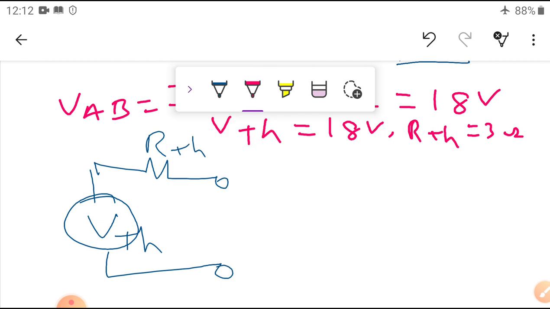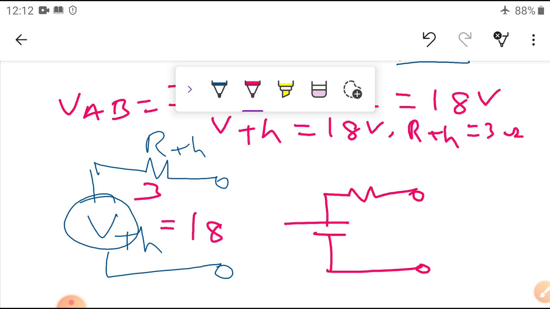This value is equal to how much? We have got it, 18 volts. This is equal to 3 volts. That means here it becomes this. So this is nothing but, connect. This is equal to 18 volts. This is equal to 3 ohms. A and B is ready to take any problem now.